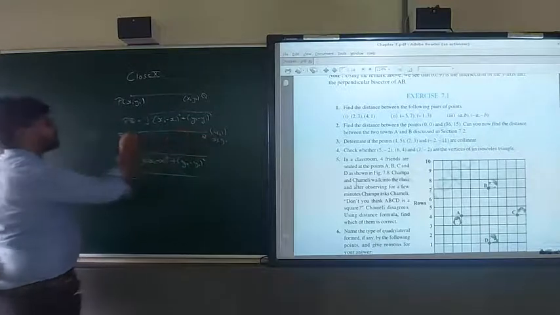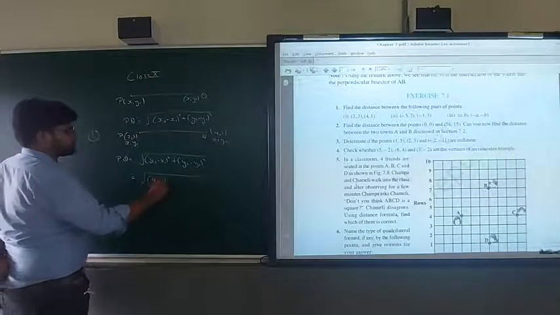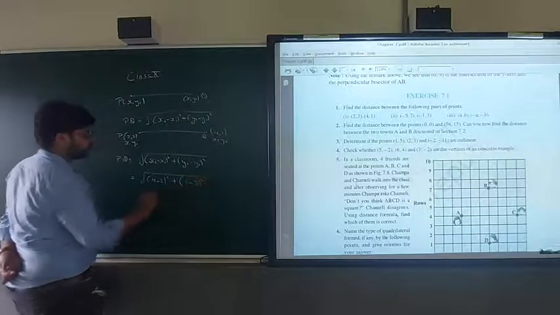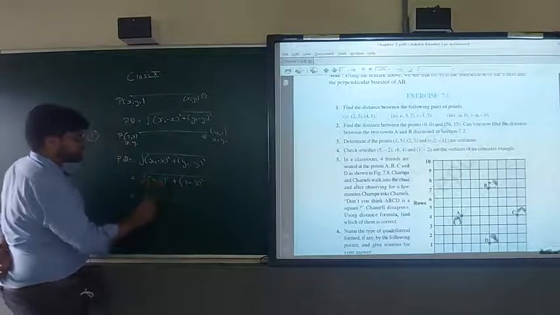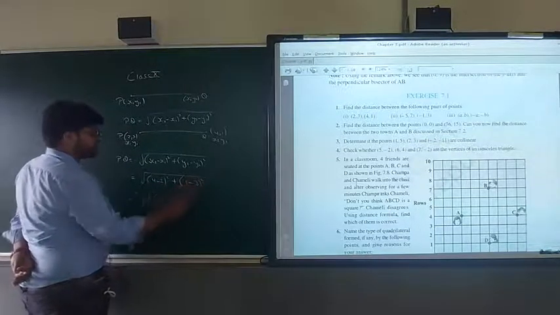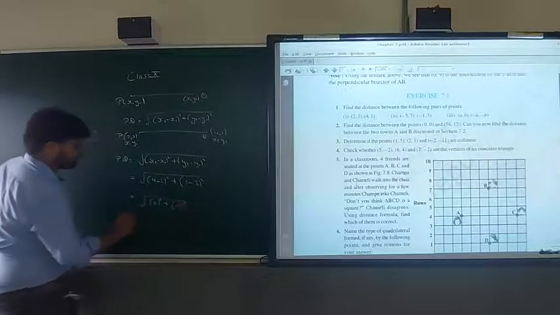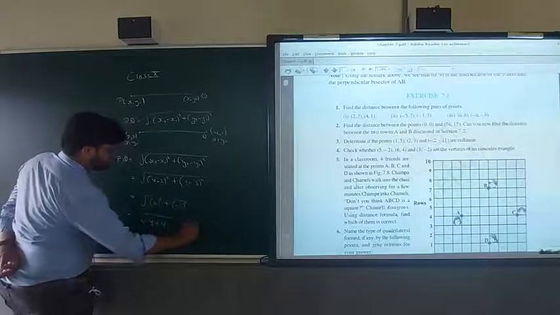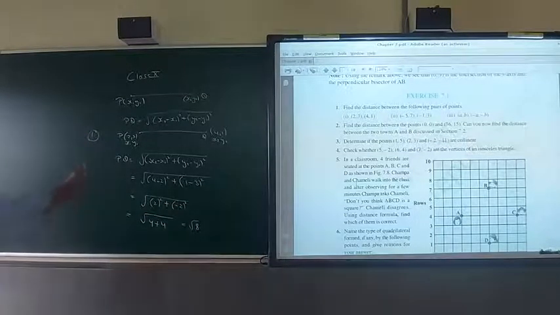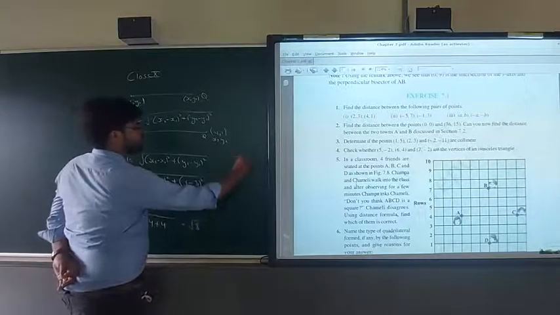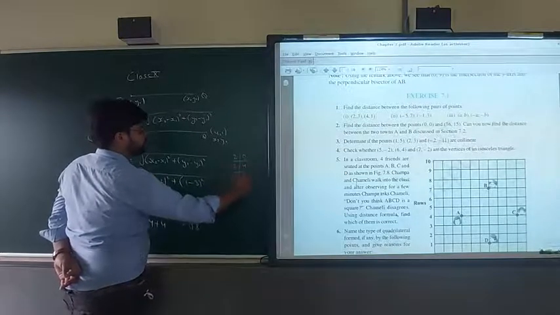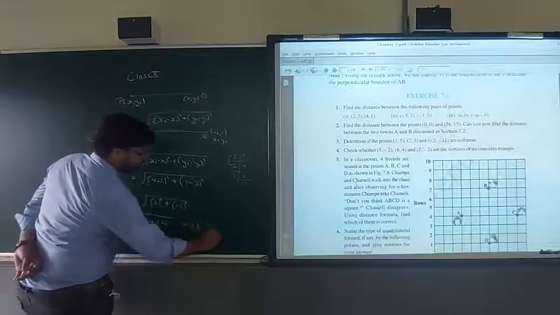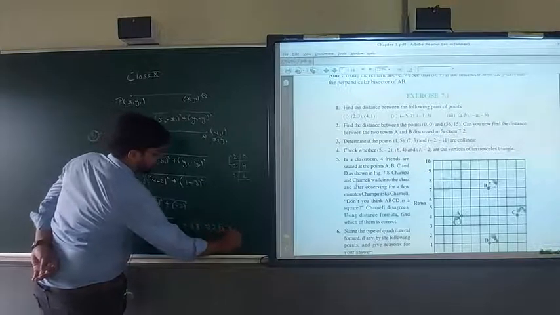x2 minus x1 means 4 minus 2, that is (4 minus 2) square plus (1 minus 3) square. 4 minus 2 square is 2 square, 1 minus 3 square is minus 2 square. Now the square of 2 is what? 4 and 4. Answer is what? Root 8. Now what can you write for root 8? I think you all know, 2 root 2. How can we? 2 4s, 2 2s and 2 1s. Make the pairs of it. So 2 will be the pair. 2 root 2 square unit you can write.